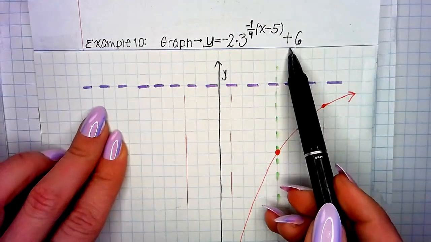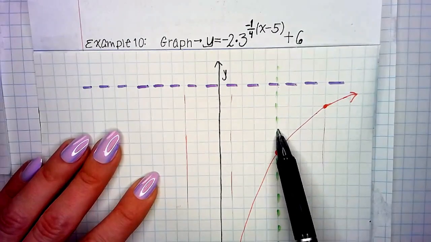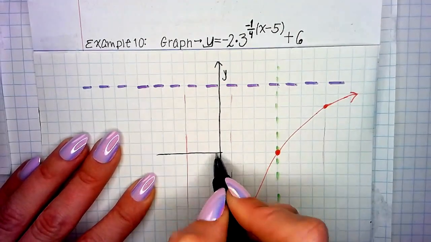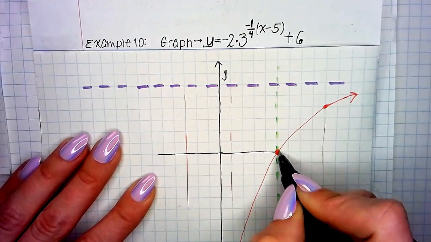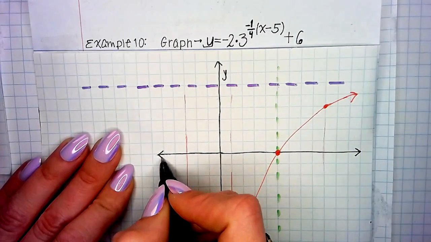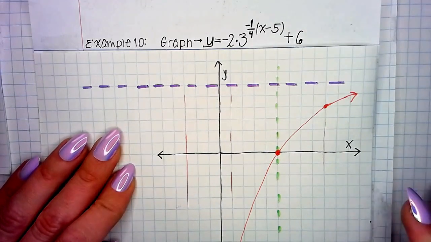And if this graph moved up 6, from here, I'm going to move down 1, 2, 3, 4, 5, 6. And that right there is my x-axis.